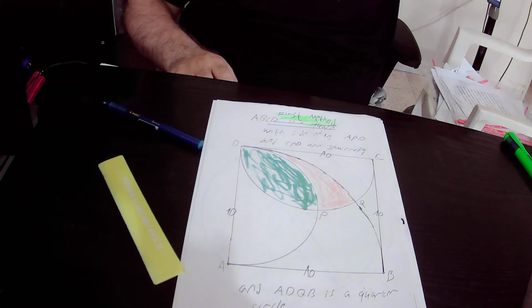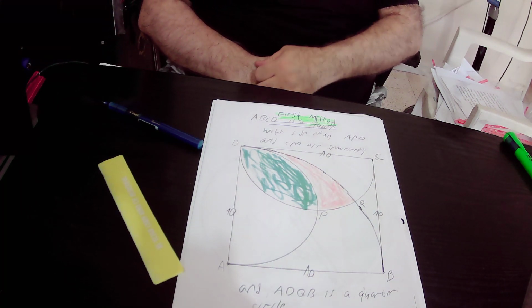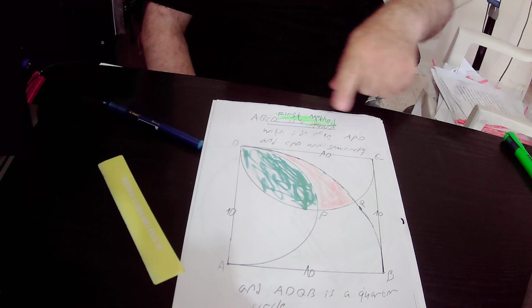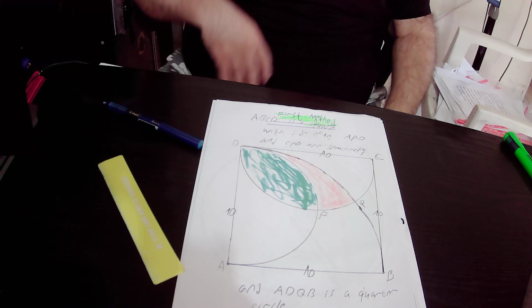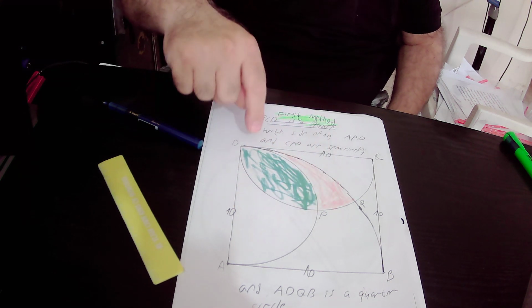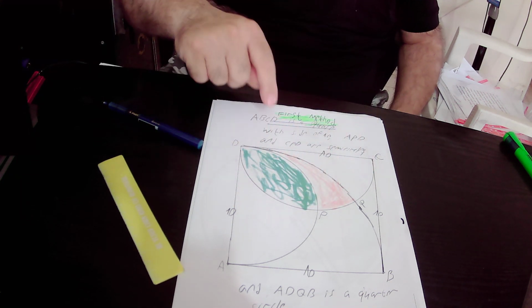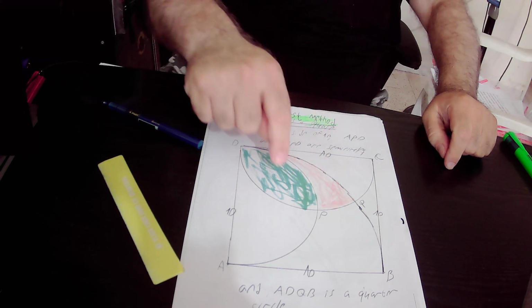Hello, in this lecture we'll find out the area of the orange shape using two different methods. In the drawing we have square ABCD. You know that one side of square ABCD equals 10 units. Inside square ABCD we have two semicircles, semicircle APD and semicircle CPD. They intersect with each other and create the blue lens.